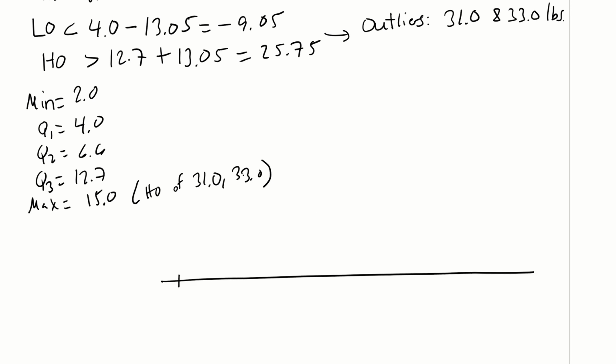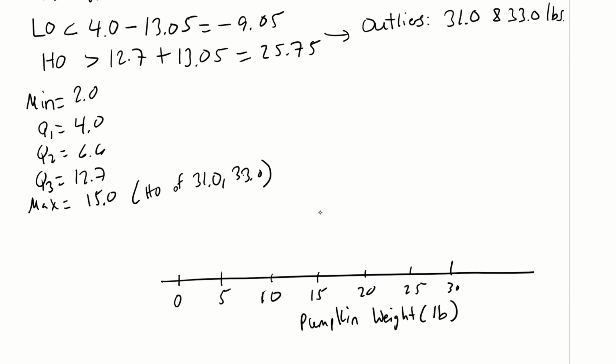So we're gonna start at zero. This is the pumpkin weight in pounds. So we'll go ahead and go by fives. So 0, 5, 10, 15, 20, 25, 30, and 35. So we have the minimum is 2. So it's almost halfway between 0 and 5. The first quartile is 4. So it's around here.